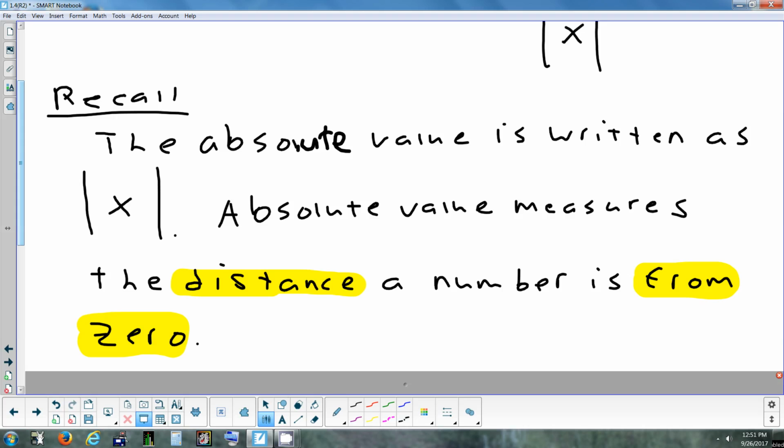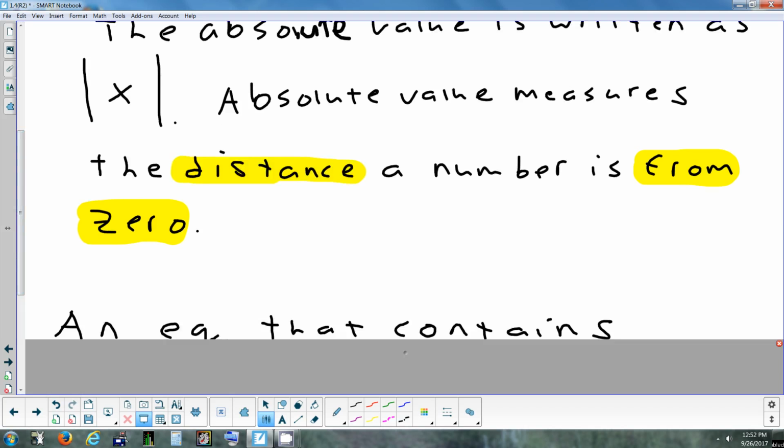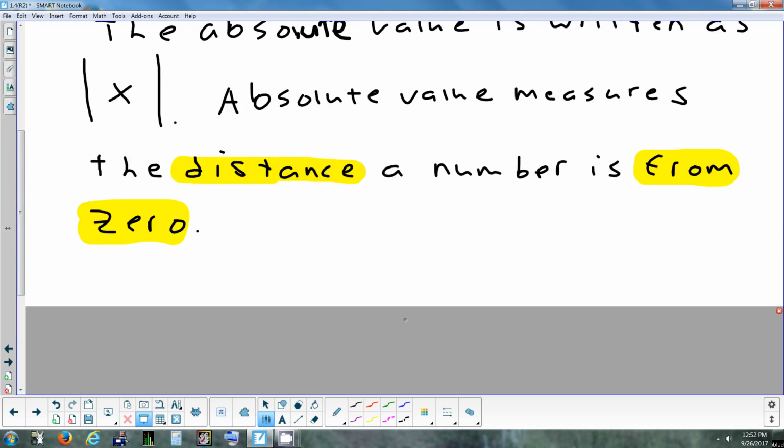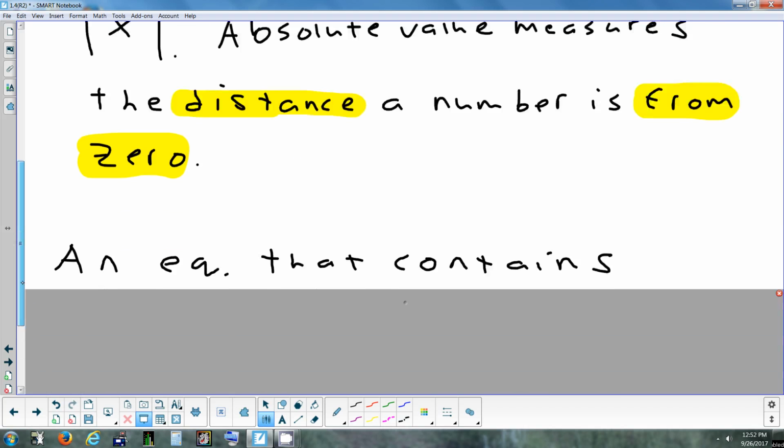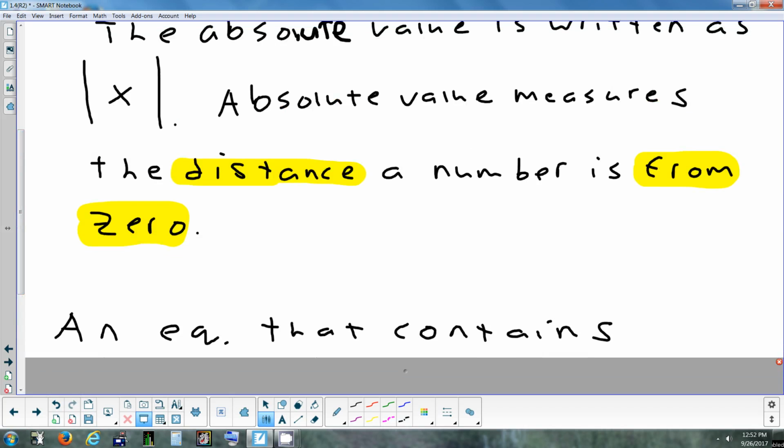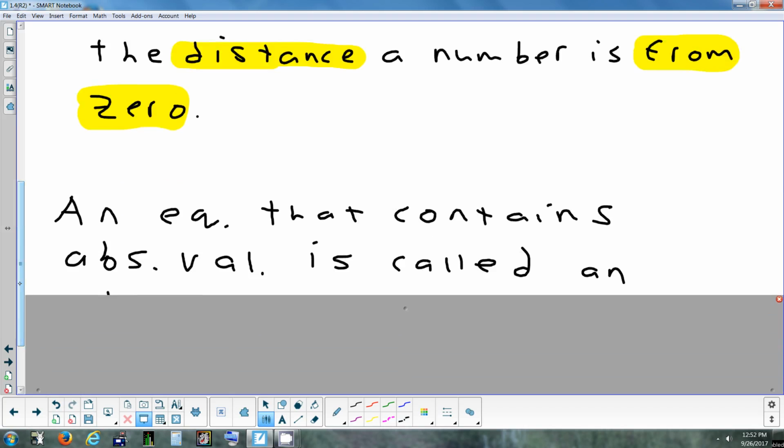Because not every absolute value equation has an answer. And inside those absolute value bars, it's okay to have a negative number. It just can't equal a negative number. So what do you think we call an equation that has that symbol in it? Yeah, it's called an absolute value equation. So that's what we're going to be solving today.